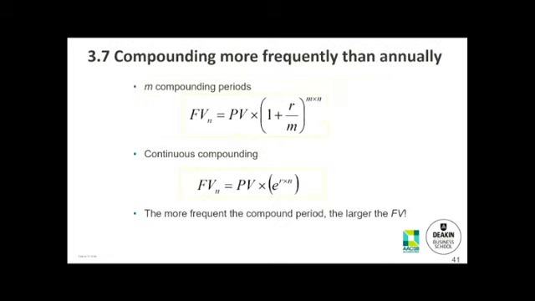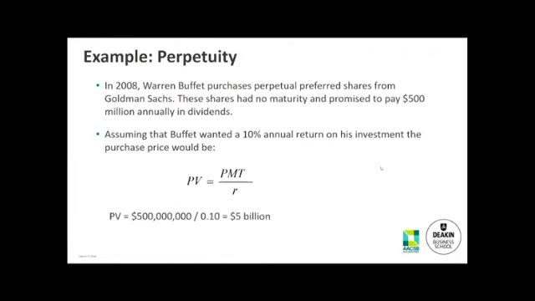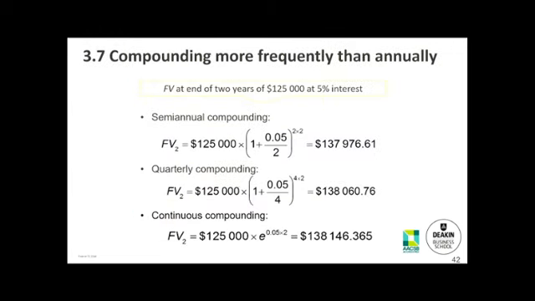If M equals 2, you put M into the equation. So if you look at the equation here, when it is semi-annual compounding, M equals 2. So the interest rate is divided by M. Do you agree? Then M times N, where N is the number of years. N is equal to 2 years, M is equal to 2, so M times N equals 4. So you can now work out the future value that way. How much is it? $137,976. Any questions about this calculation?